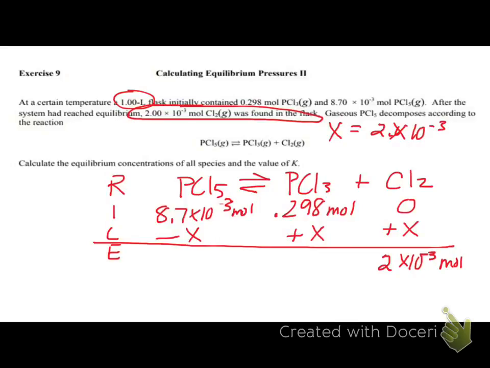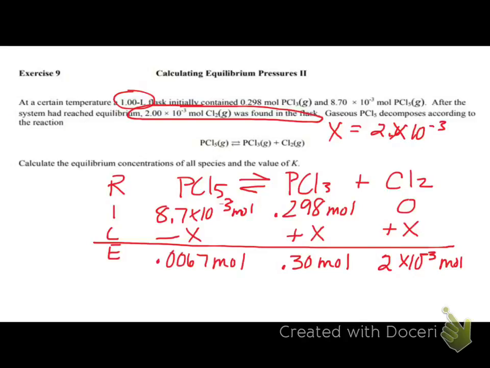So that means that this should be what? I don't have that. I did it backwards. I did something wrong. So 0.298. Get off my quadratic equation. Plus 0.002. Right? So that's going to be 0.3 moles. And then over here, we're going to have 8.7 minus 2 is going to be 0.0067.